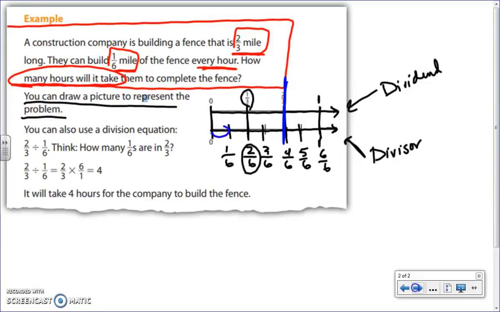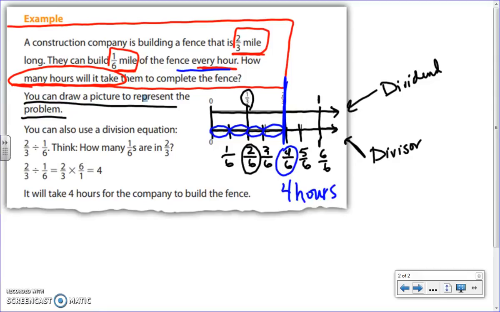So if I look at this diagram, I know that 2/3 is when the mile is built. So I can count 1, 2, 3, 4, 1/6 pieces will fit into 2/3. So it will take 4 hours. 4 1/6 pieces fit in, and for each 1/6 piece, an hour goes by. So that's one way you could do it using the picture.